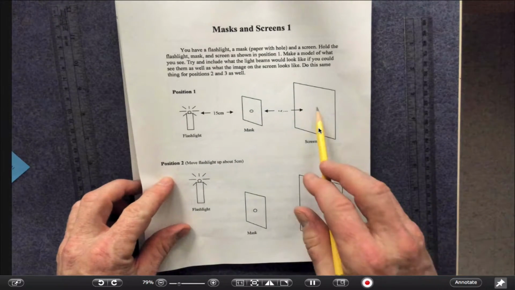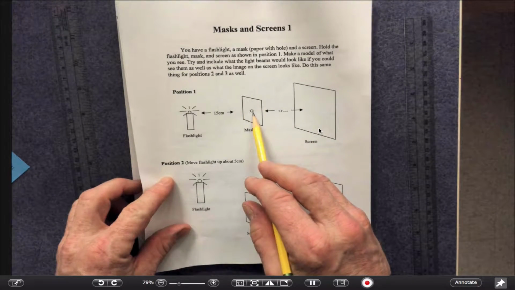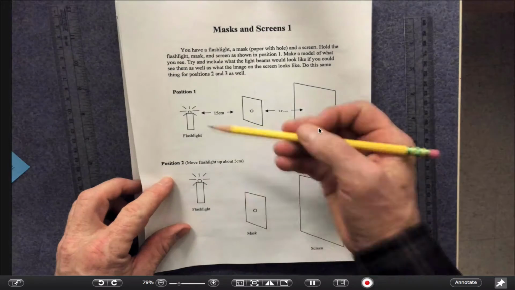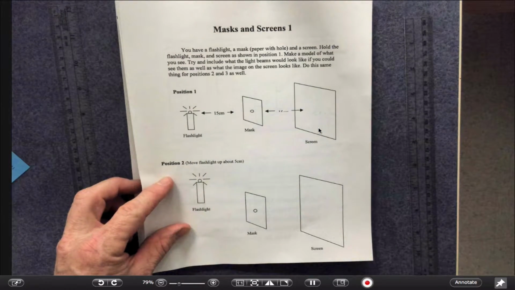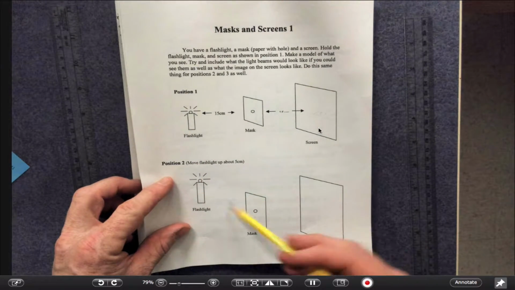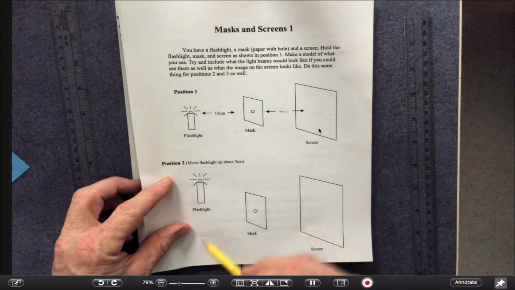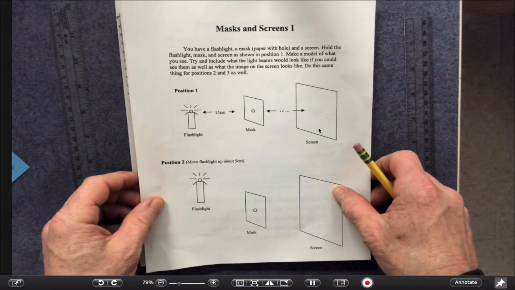Basically we had a piece of paper over here for our screen, a cardboard piece with a hole in it, and a light. And we moved the light up and down to see how the image on the screen would react to the light movement. What we discovered is that the image was always opposite. When the light was up, the image was down. When it was down, the image was up. And the purpose of that was to see that light travels in a straight line.